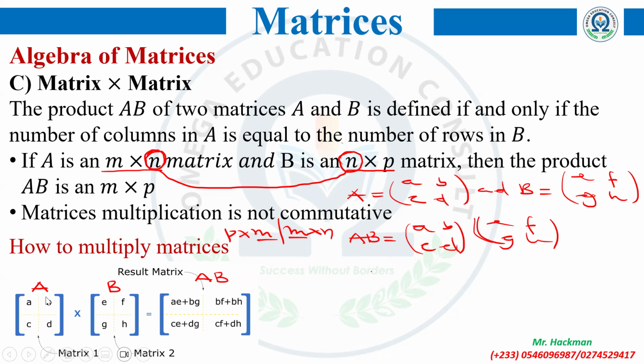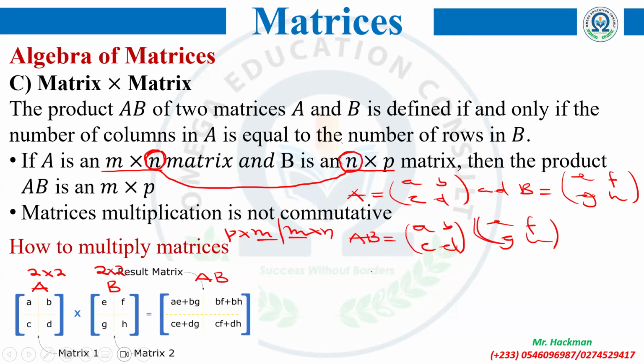With the elements here, what's the order? Say please, 2 by 2. Please, do you all agree? Yes, please. Okay, what's the order of your second matrix, matrix B? 2 by 2. Very good.